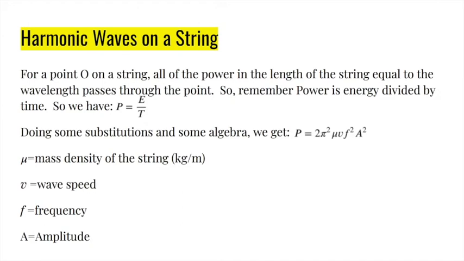I'm sparing you a lot of the substitution, but the second line, where it says P equals 2 pi squared mu V f squared A squared, is actually going back to the simple harmonic motion from chapter 15 and doing some substitutions with that. If you want to go back and look up some of those formulas, you're welcome to, but I don't feel the derivation is worth the time it would take. Just note all of these different symbols here, the mu being the mass density, the wave speed, frequency, etc.